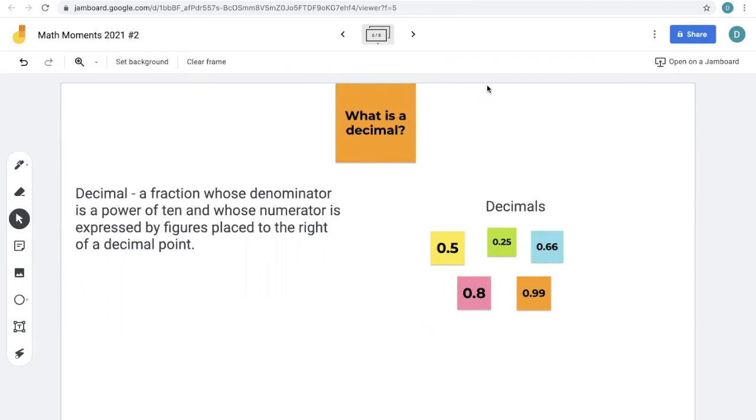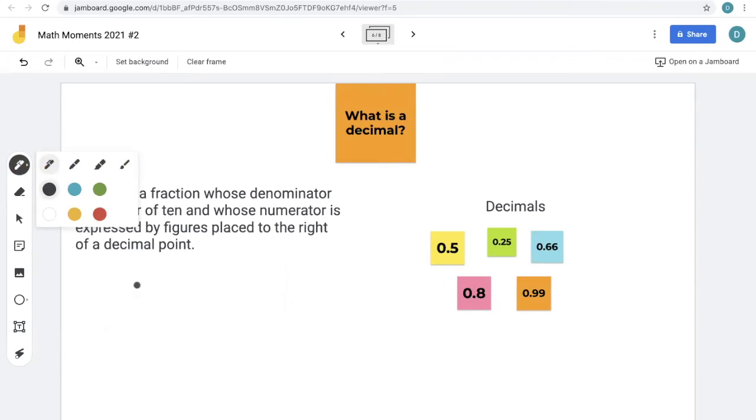Well, a decimal is a fraction whose denominator is a power of 10 and whose numerator is expressed by the figures placed to the right of the decimal point. Now, that is a confusing definition, and so let me demonstrate what this definition is telling us.